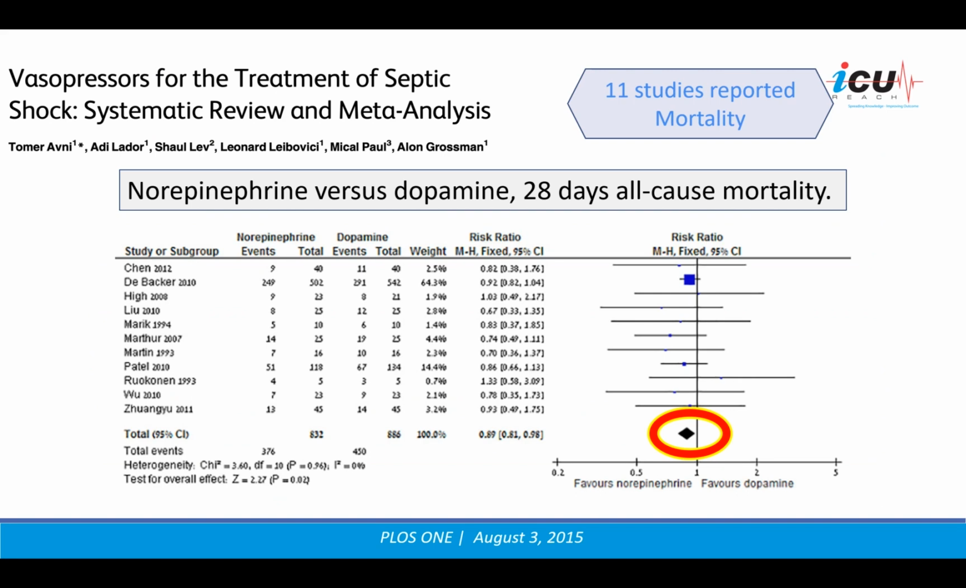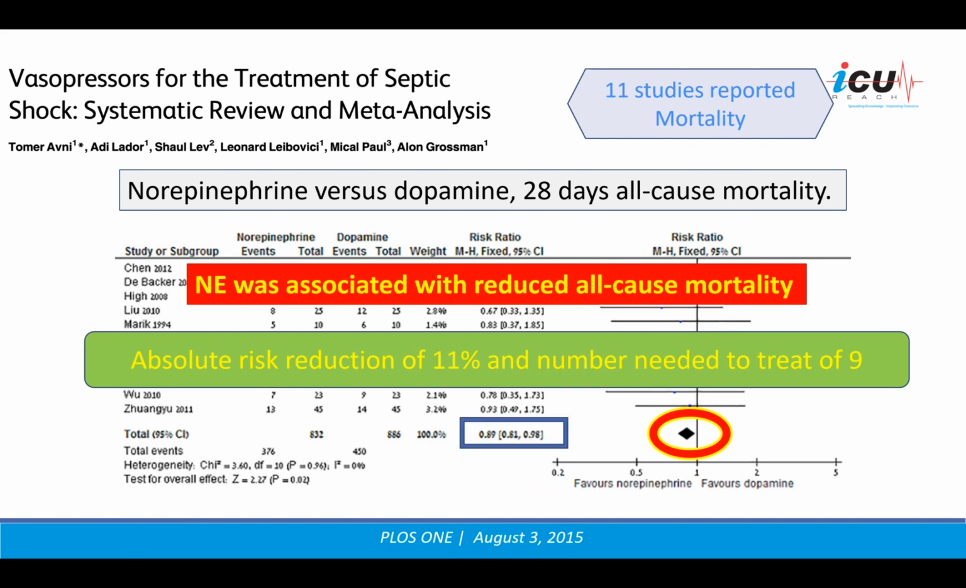This is a study, or the meta-analysis, that compared the use of norepinephrine to dopamine in patients with septic shock, and clearly norepinephrine is favored for patients with septic shock over dopamine. There's an absolute risk reduction of 11% with the use of norepinephrine, and the number needed to treat was 9 patients.